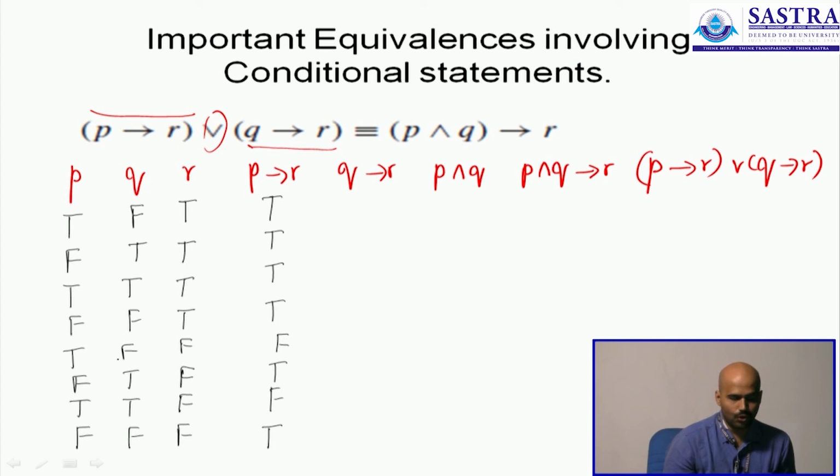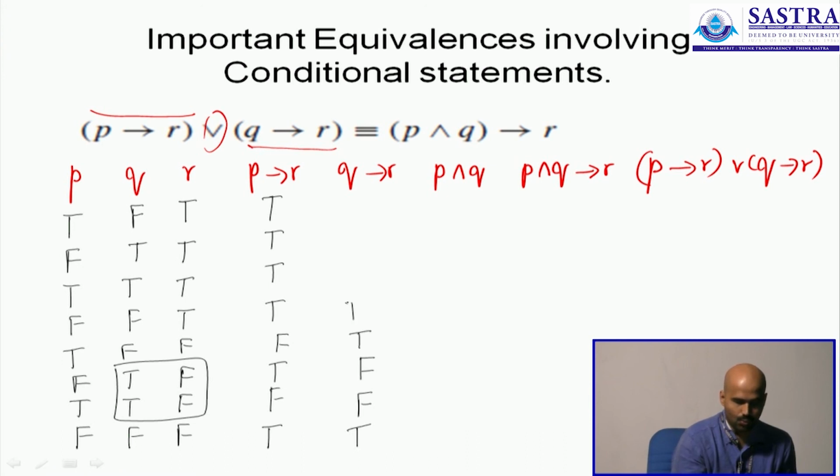Conditional again involving Q and R. That conditional will take up a false value only when Q is true but R is false. That also happens only in 2 places. Rows numbered 6 and 7. Only in these 2 cases it's a false. In all other cases you will have a true.